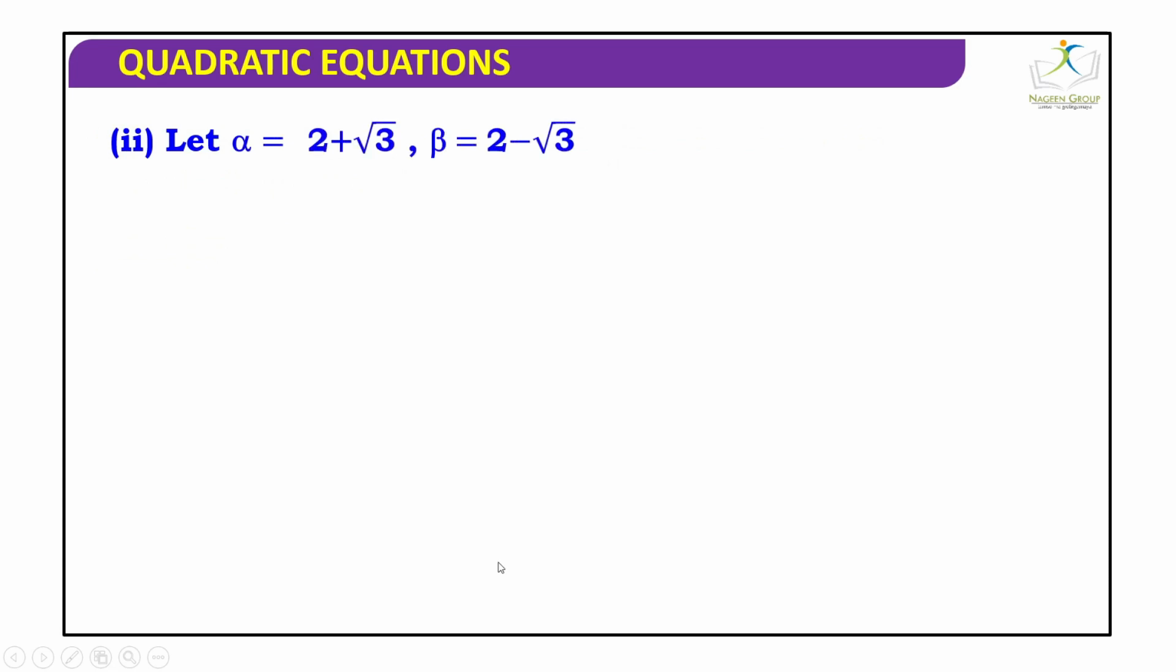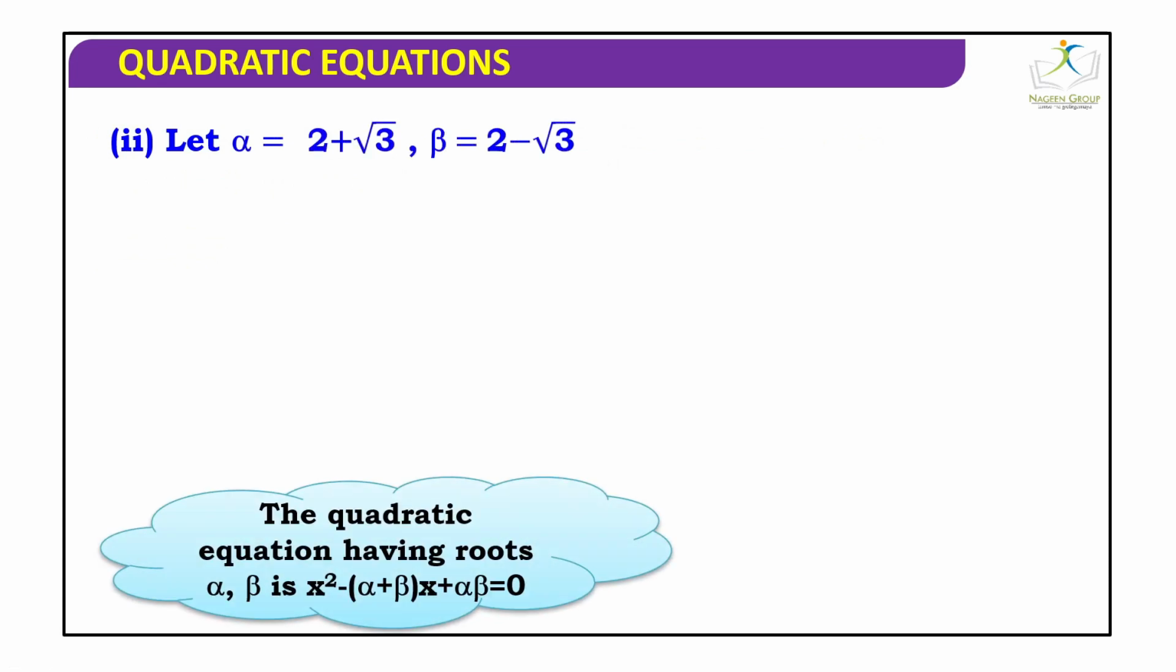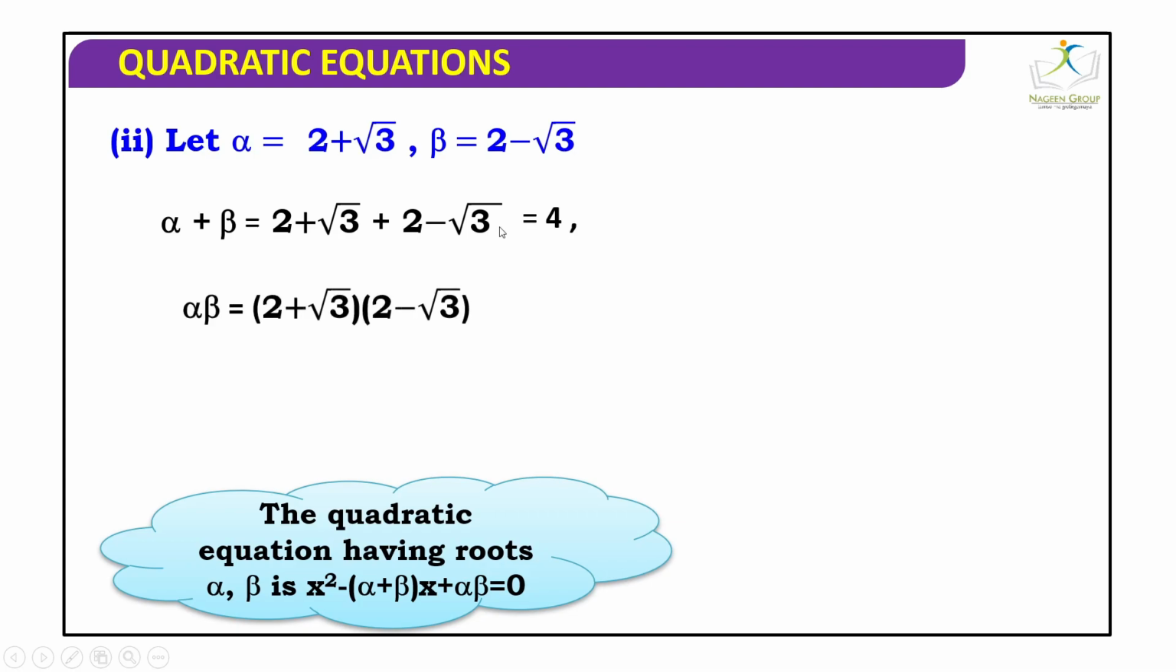Next question is, if alpha and beta are given, we need to form the quadratic equation. So the formula is x square minus alpha plus beta into x plus alpha beta. So first we need to find the sum. 2 plus root 3 plus 2 minus root 3. From here root 3 cancels. 2 plus 2 is equal to 4. From here let's multiply. 2 plus root 3 into 2 minus root 3 is equal to a square minus b square, means 4 minus 3, which is equal to 1.